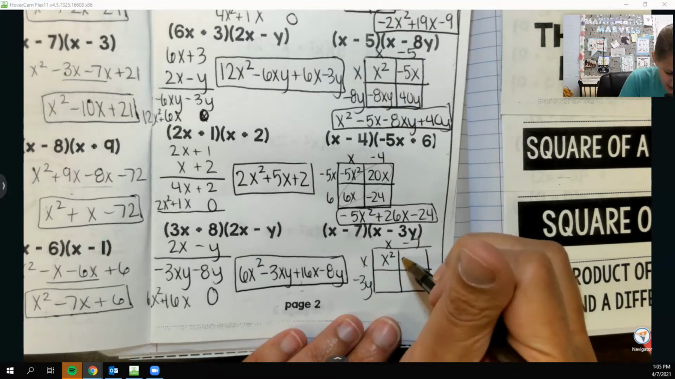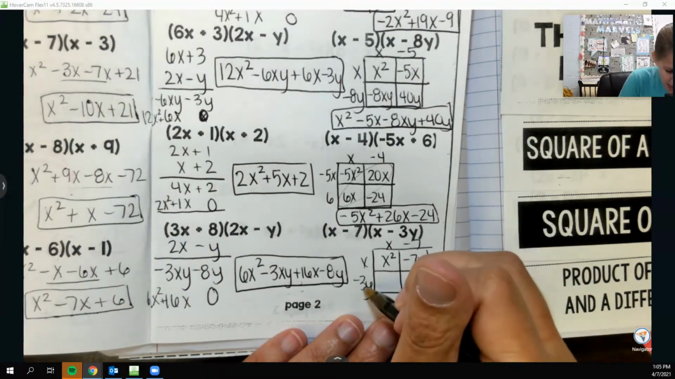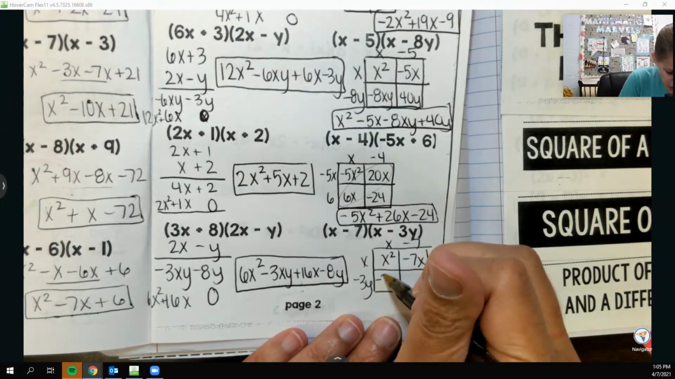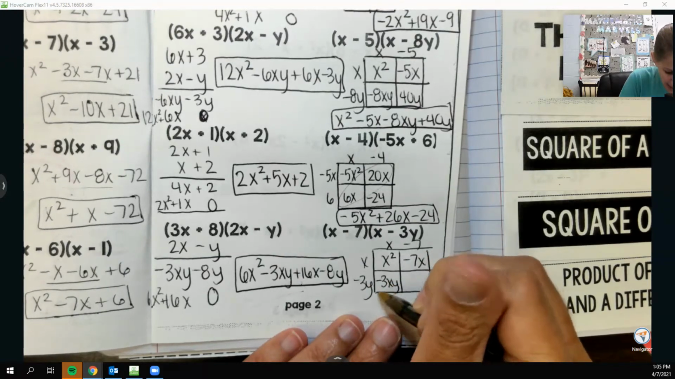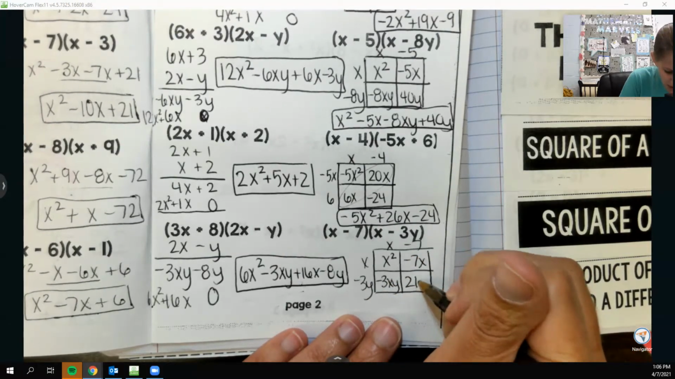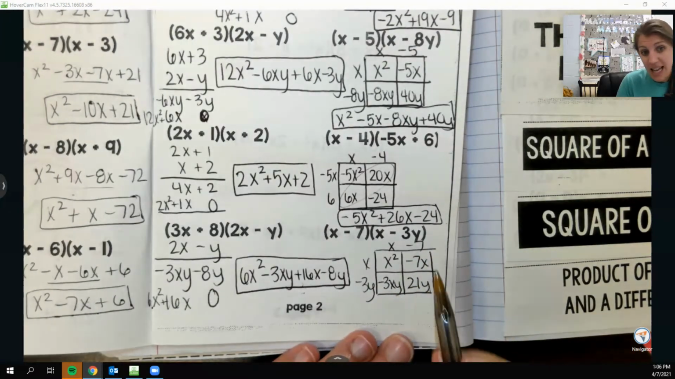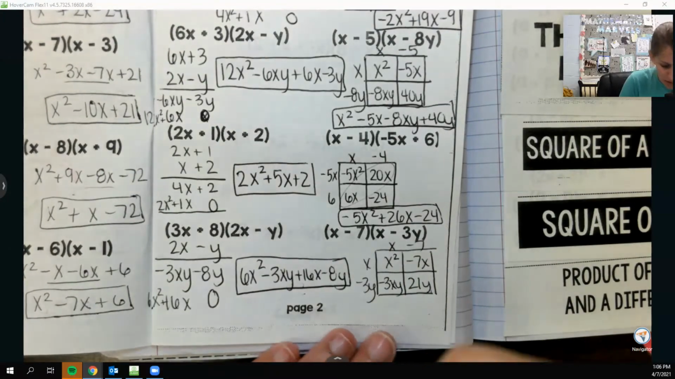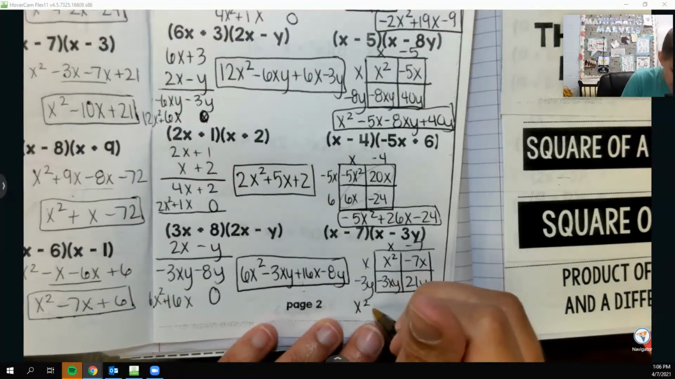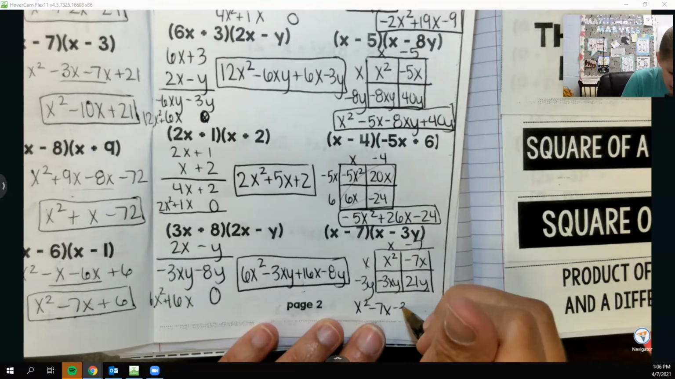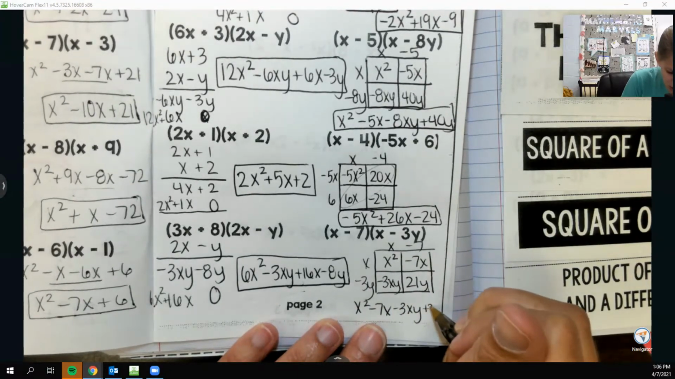X times x is x squared. X times negative 7 is negative 7x. These are all just going to smash together as well. Negative 3xy and then 21y. And again, as I look through, no like terms. So we get x squared minus 7x minus 3xy plus 21y.